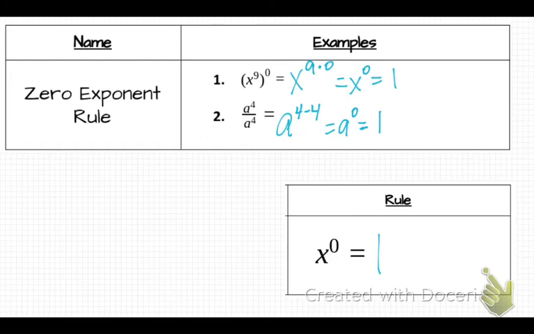Okay. What if I had 1 million to the 0 power? It's still 1. What if I had 1,234,679,000 to the 0 power? That is still 1. Anything to the 0 power is 1. Okay? Are you ready to try an example of this? Are we done copying this down? Okay.